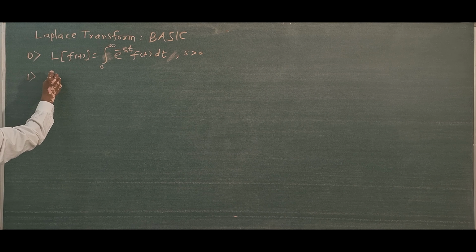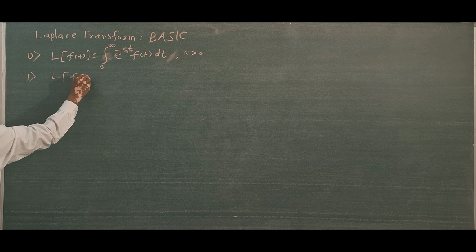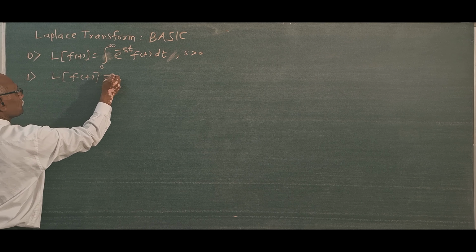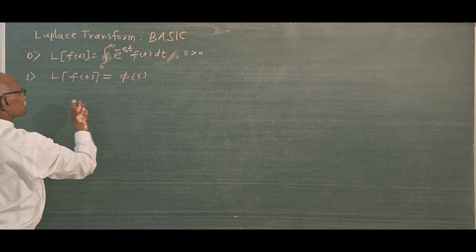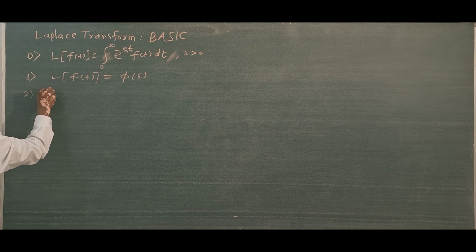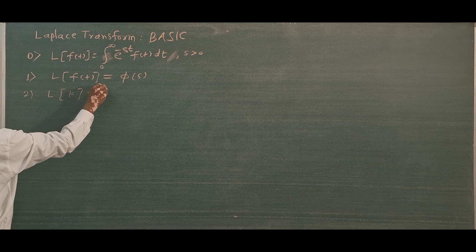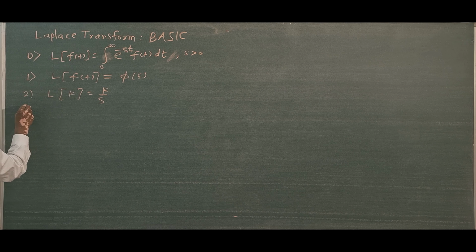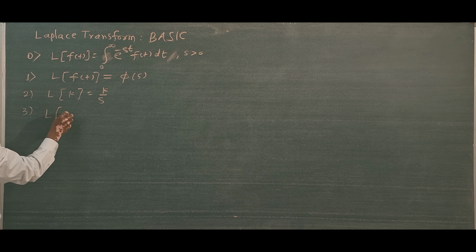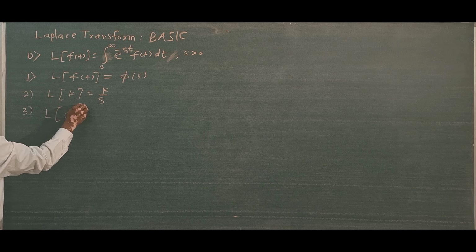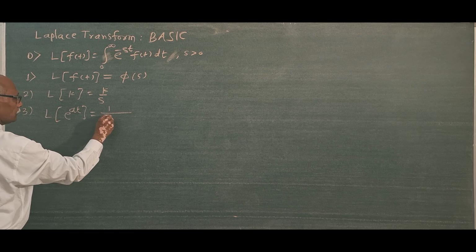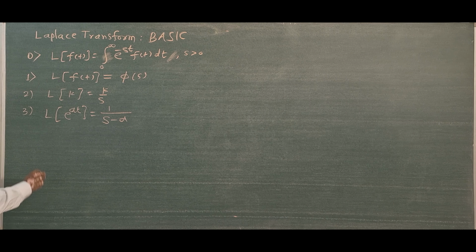Number 1, Laplace transform of f of t, notation is phi of s. Number 2, Laplace transform of k, where k is a constant, that comes k by s. Number 3, Laplace of e raised to at, that means exponential function, Laplace is given by 1 upon s minus a.